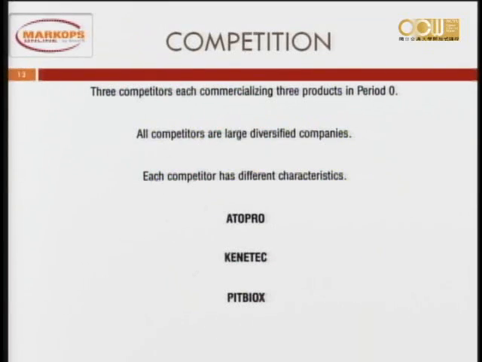So all competitors are large, diversified companies. Each competitor has different characters. What it says is just like what I said, all right? Big, small, new product-driven, R&D-driven, and whatever that. We don't know. You try to find out from your report.